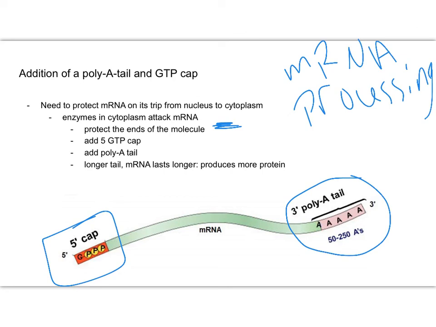So the poly-A tail is important in general degradation of the messenger RNA. It also helps dictate how long that messenger RNA is going to continue to make proteins. The 5' cap, in addition to helping protect the 5' end, is also going to help the messenger RNA attach to the ribosome. That is an important function as well, because if it doesn't attach to the ribosome, then translation won't occur.